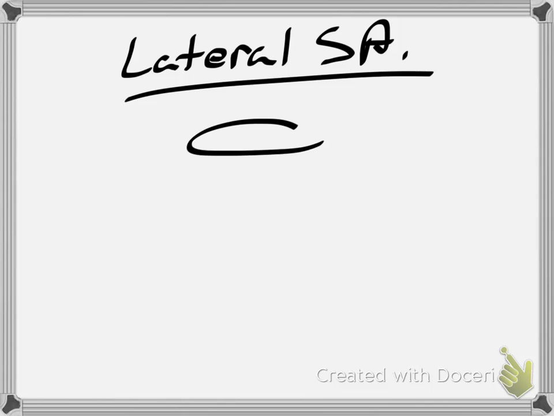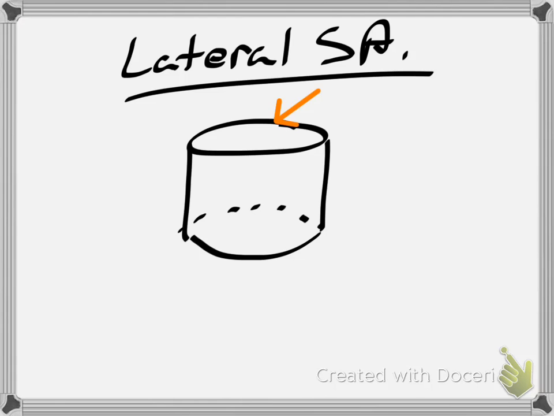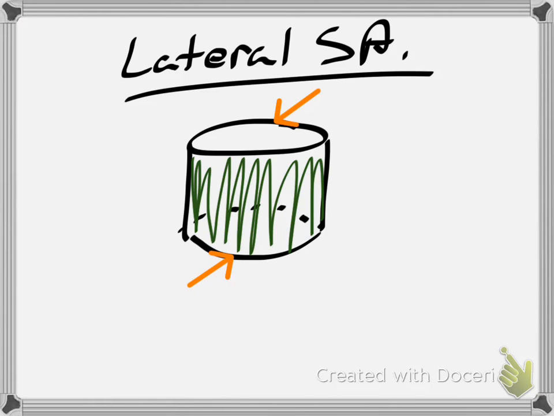So if we're doing a cone, not a cone, but a cylinder, these are the bases, the circles. Everything else, the part that goes around the whole thing right here, is called the lateral surface area. The total surface area would include the bases.